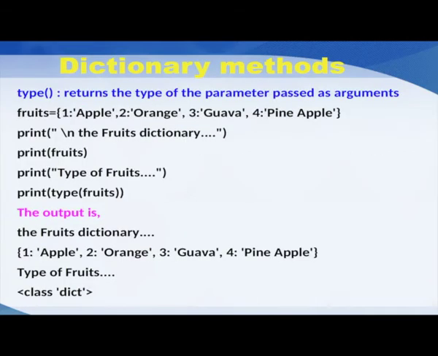The next method is type, which returns the type of the parameter passed as argument. Again, we use the same fruits dictionary. I am trying to print the dictionary and we are checking the type of fruits. What is the type of fruits? It is a dictionary. That is what you are seeing as an output.